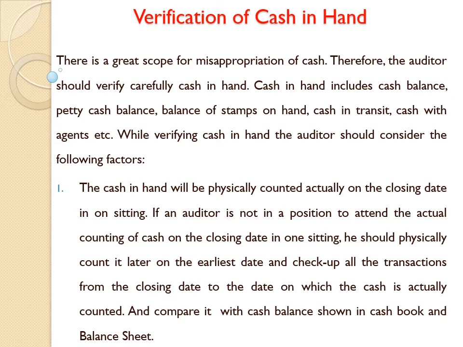If an auditor is not in a position to attend the actual counting of cash on the closing date in one sitting, he should physically count it later on the earliest date and check up all the transactions from the closing date to the date on which the cash is actually counted, and compare it with the cash balance shown in the cash book and balance sheet.